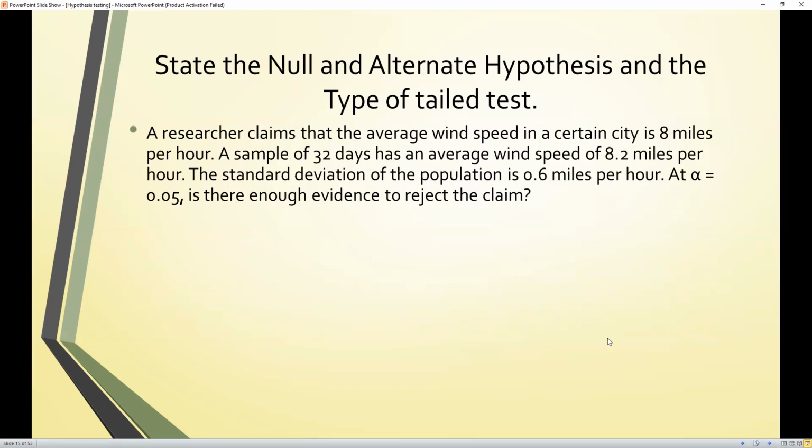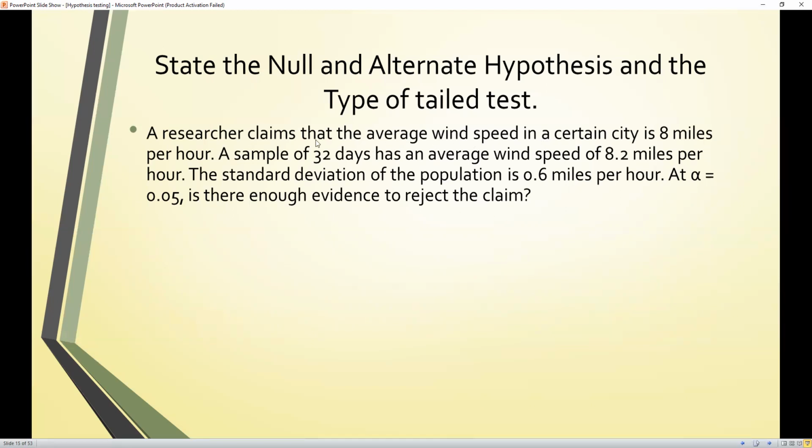Okay. And then this one, a researcher claims that the average wind speed in a certain city is 8 miles per hour. So a sample of 32 days has an average wind speed of 8.2 miles per hour, and the standard deviation of the population is 0.6 miles per hour at an alpha of 0.05. Is there enough evidence to reject the claim?